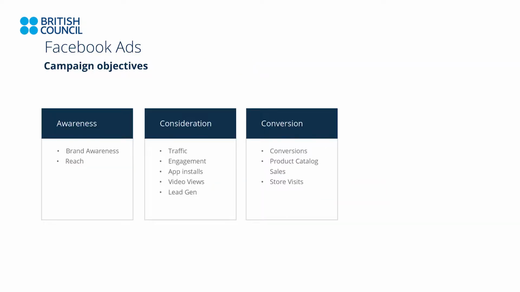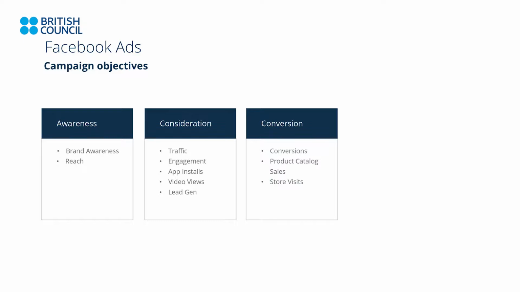Now let's talk about the campaign. There are 3 major sets of objectives you can choose on a Facebook ad campaign: the awareness objective, consideration, and conversion. Facebook has put the different campaign settings under these 3 buckets. Now under awareness, there are 2 kinds of campaigns you can run. You can run a brand awareness campaign or a reach campaign.